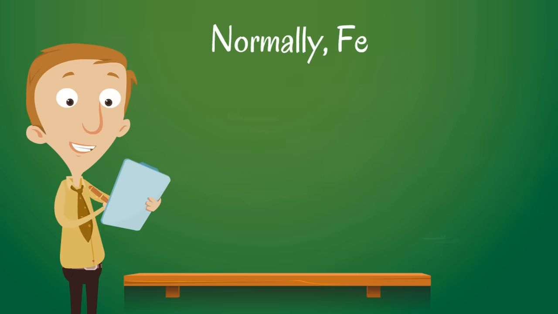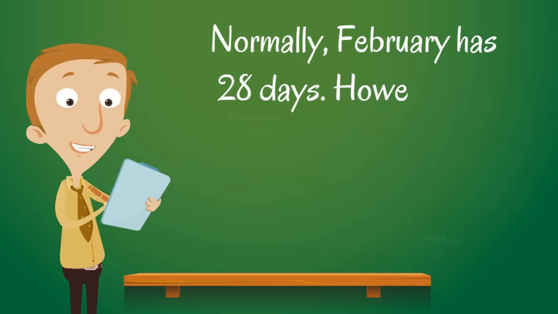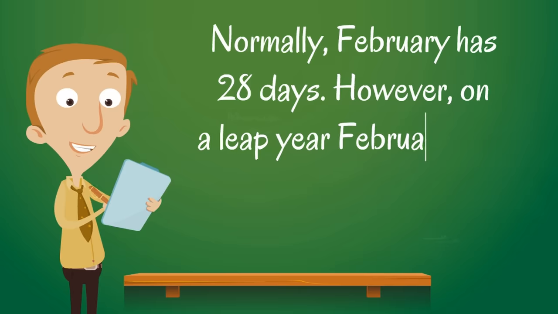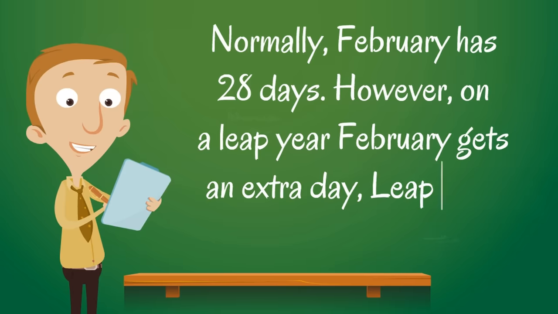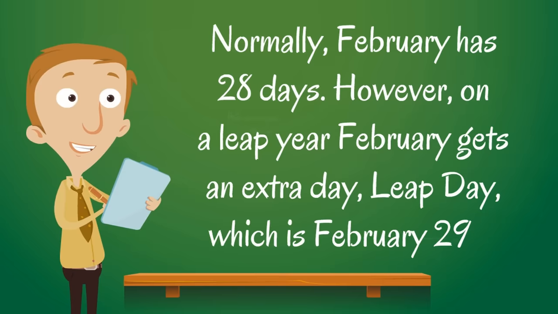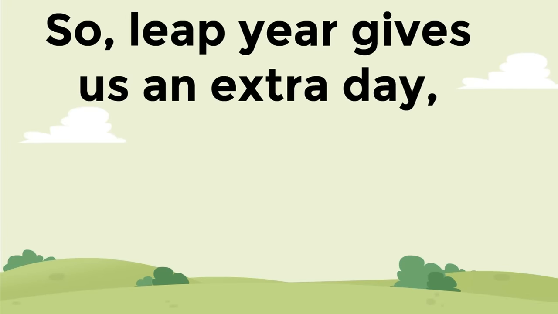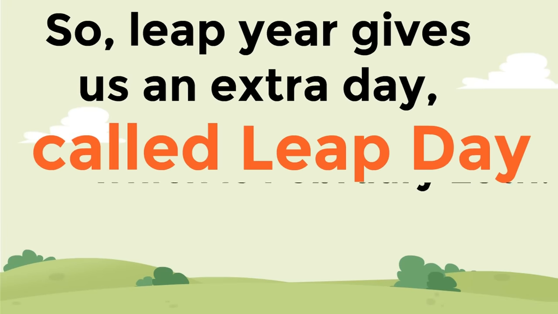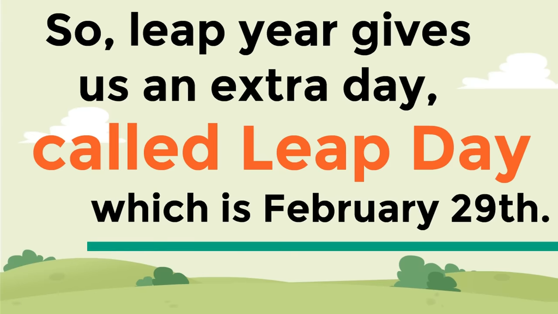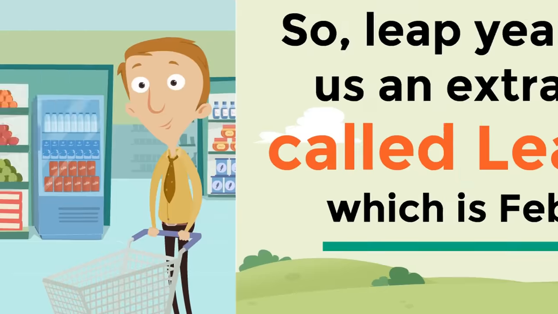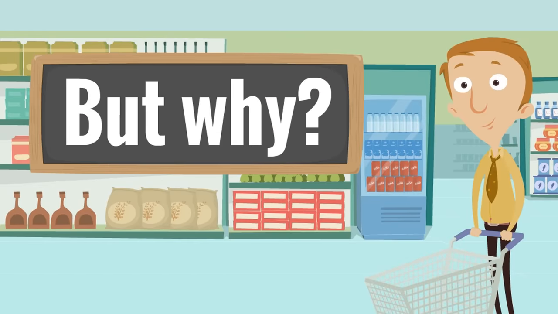Now, normally February has 28 days. However, on leap year, February gets an extra day, leap day, which is February 29th. So, leap year gives us an extra day called leap day, which is February 29th. But why? I mean, it's kind of cool, some years have an extra day, but why? Why can't all years just have the same number of days?